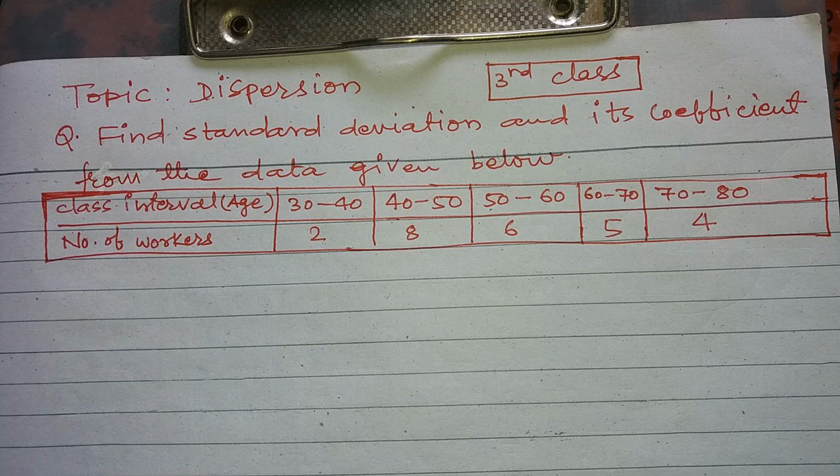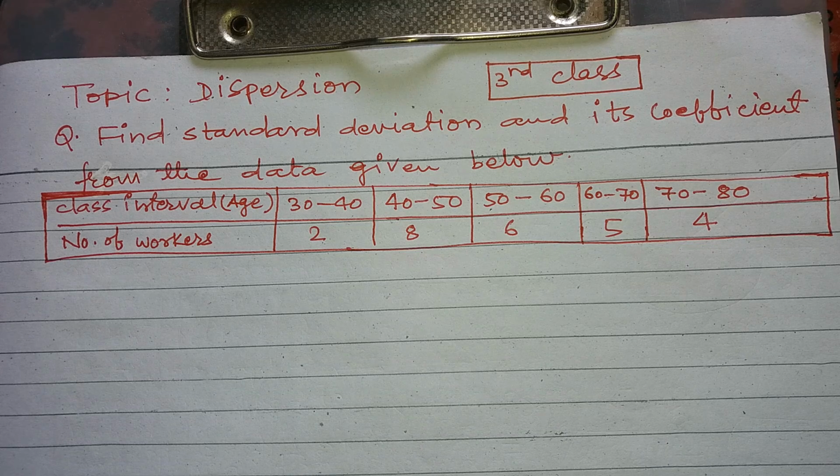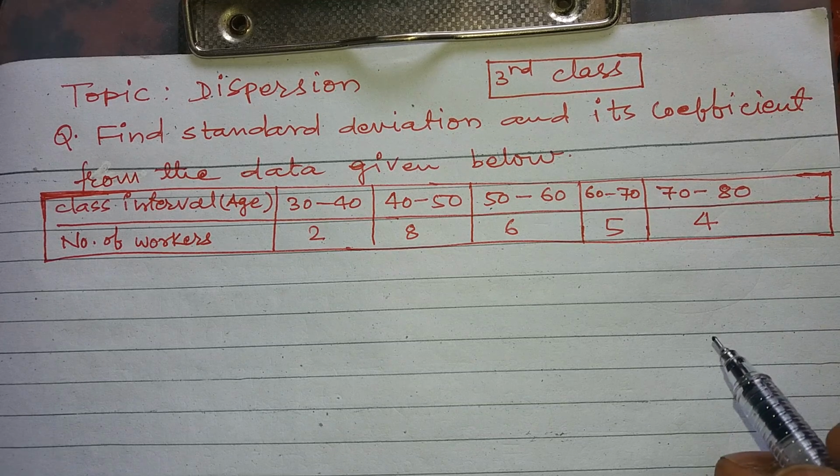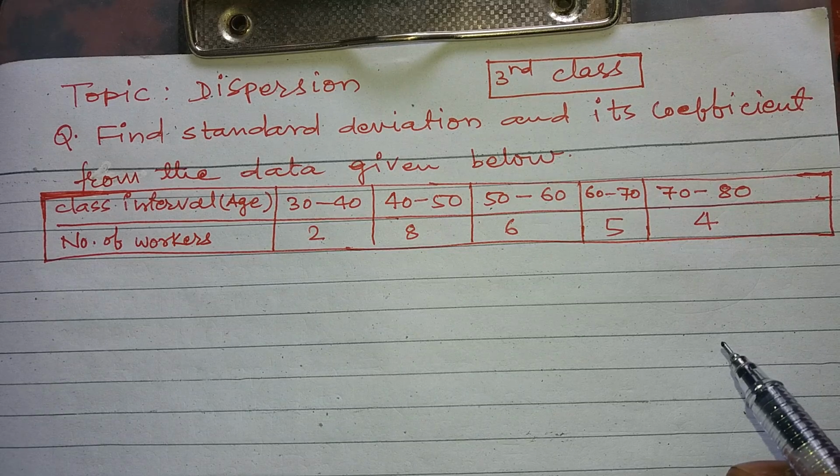Students, the direct method is also easier, but it makes the calculation difficult. So I have selected to teach you by the assumed mean method. For this, all of you know we have to make the table. So before that, you have to know the formula. You have to remember the formula, and according to the formula we have to make the table.